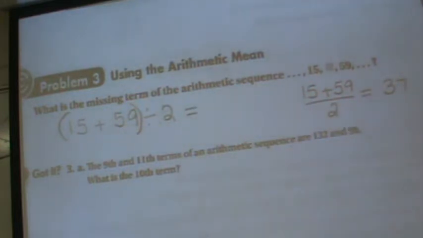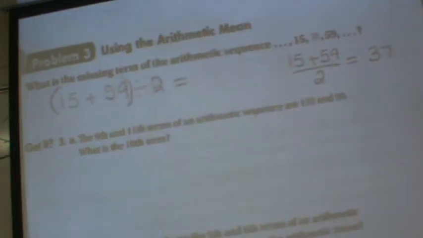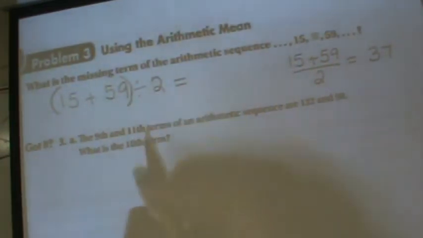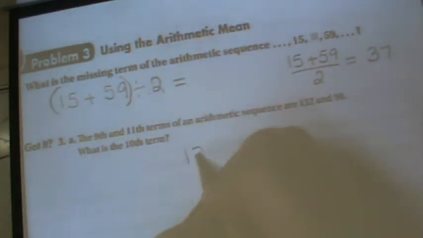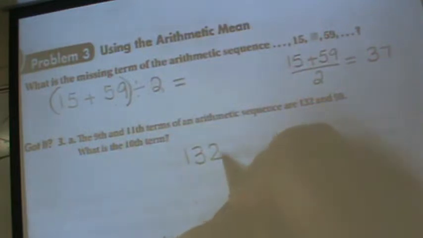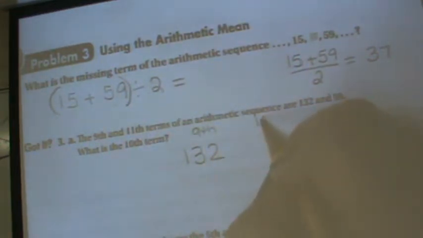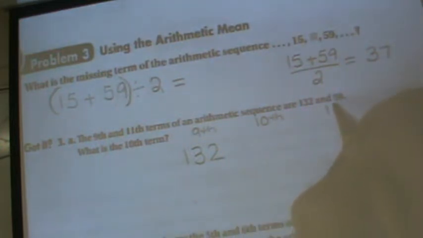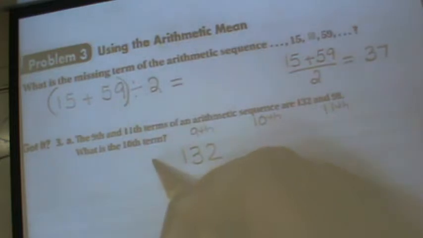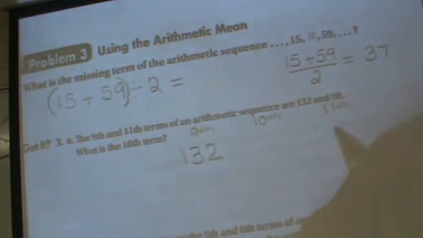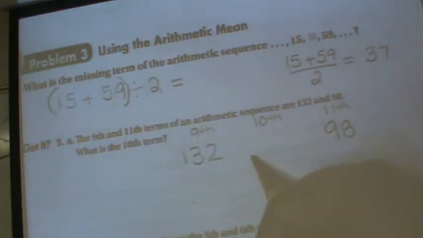Okay, try this next one. If you had the 9th and the 11th term, and we said the 9th term is 132, so that's your 9th term. We don't know the 10th term, and we know the 11th term is 98. How would you figure out this term right here?